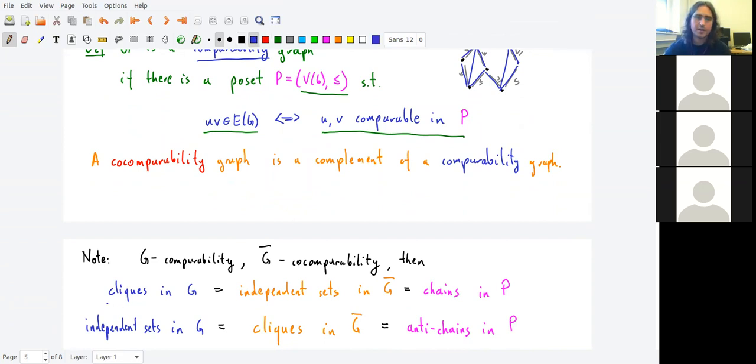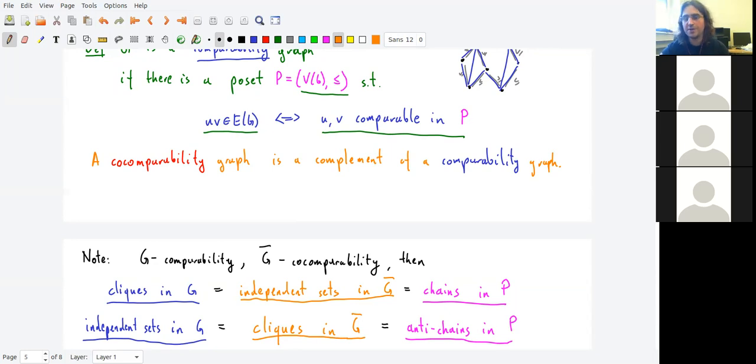So a clique in a comparability graph is the same as a chain in a poset. Yeah, so a set of pairwise comparable elements, a chain looking like this, on which the order induces a total order. And then in the co-comparability graph, this is an independent set. On the other hand, an independent set in a comparability graph is a set of pairwise incomparable elements, so an anti-chain in the poset that models the graph. And in the co-comparability graph, this is a clique.